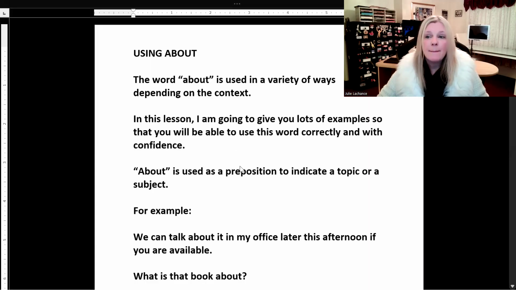Tonight we're going to be working on just one little word again, alone, and that little word is about. Okay, so let's take a look at this word about that some people find very confusing, but it's not, and you're going to see that. So the word about is used in a variety of ways depending on the context. In this lesson, I'm going to give you lots of examples so that you will be able to use this word correctly and with confidence.